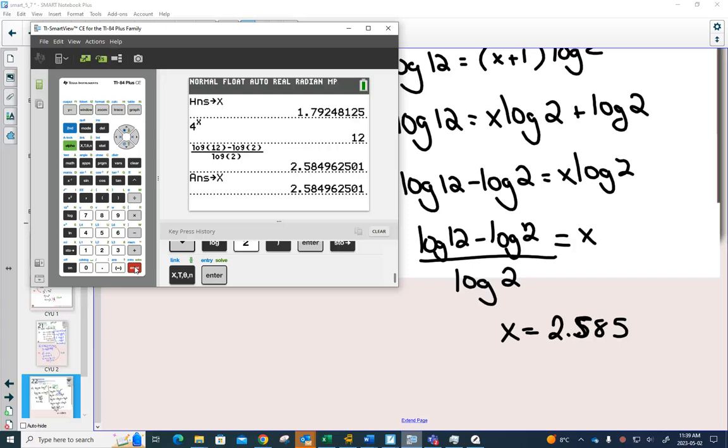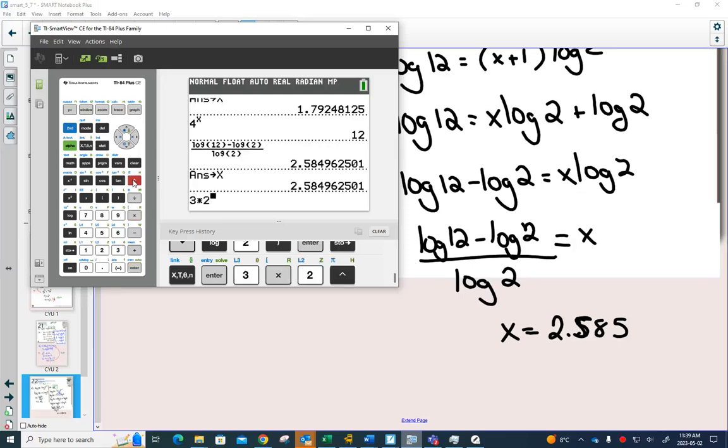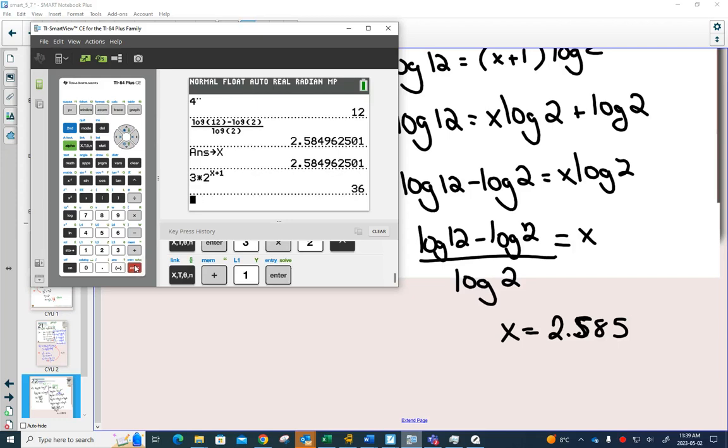So I've stored this as x. My original question had 3 times 2 to the x plus 1. And if I've done everything right, this should equal 36. And it does. So we have solved this. Perfect. Again, very nice that we can check.